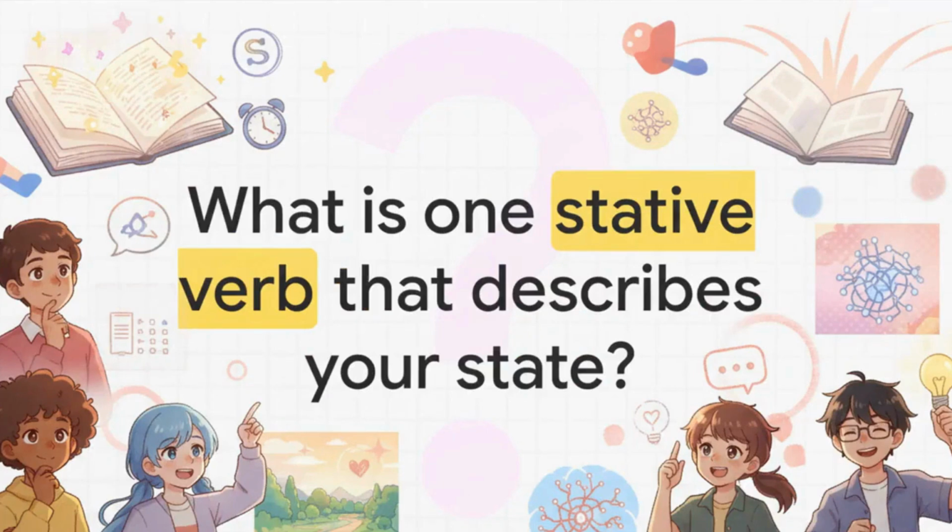Well, you now have the foundational tools to confidently give your personal information and talk about dates and times like a pro. So, think about this. What is one stative verb that perfectly describes your state right now? Keep that in the back of your mind as you tackle tonight's homework, which is to complete the personal profile worksheet. I want you to use the numbers, the dates, and the verb to be that we covered today to introduce yourself clearly in writing.